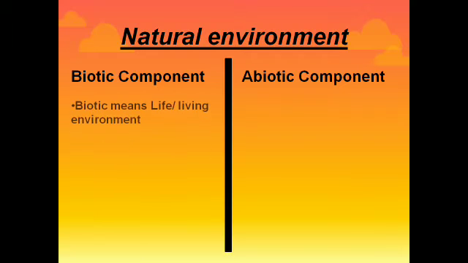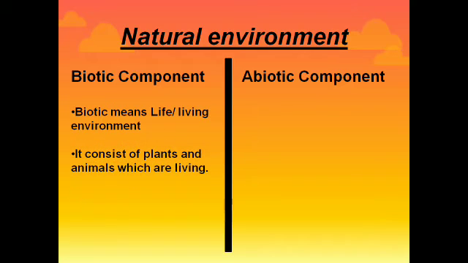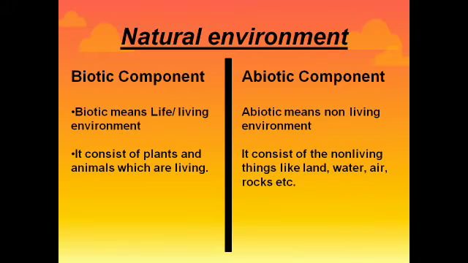Let's see first of all biotic. Biotic means life, living environment, means it is having a life which can grow, which can die also. It consists of plants and animals which are living. And abiotic, what it means? It means non-living environment, which is not having life of its own. It doesn't grow, it doesn't die. And it consists of the non-living things like land, water, air, rocks, etc. Okay, understood the difference of biotic and abiotic?